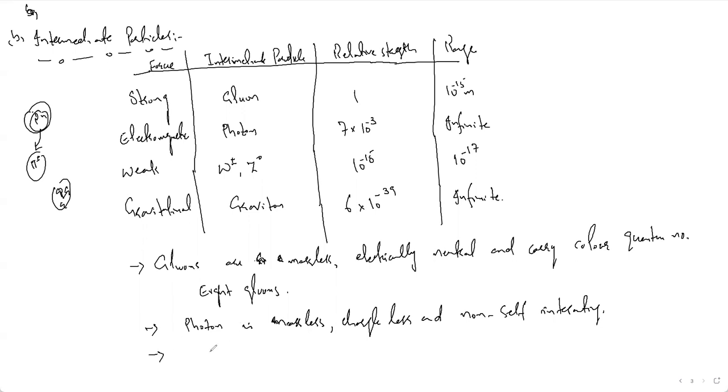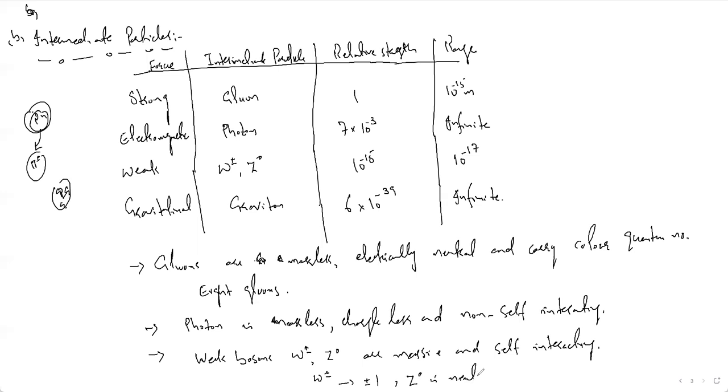Now, the weak bosons, that is W plus minus and Z zero, are massive compared to the others, and self-interacting. W plus has a charge of plus one, W minus has a charge of minus one, and Z zero is neutral. So some are neutral and some are charged as well. Now we are not bothered about the graviton, because that is not our concern; it's not used in this model.